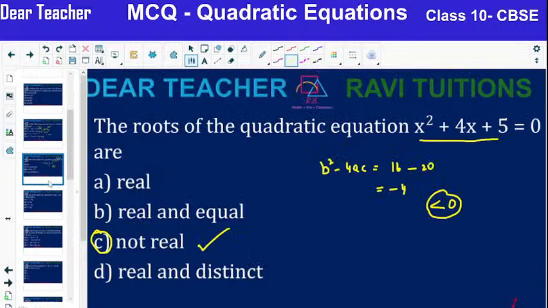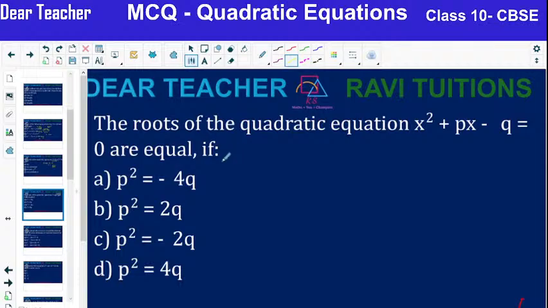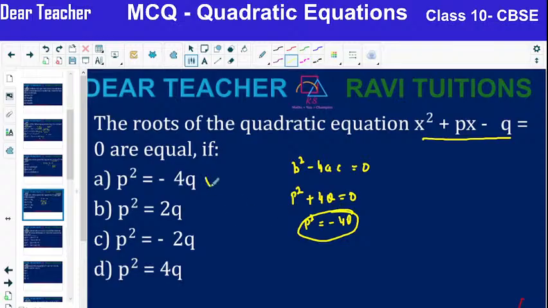Let us have the next question. The roots are equal. So given that they are equal, that means b square minus 4ac is equal to 0. If you put this condition in this equation, let us see what will come. b is p, so it is p square minus 4 into ac. a is equal to 1, c is equal to minus q. So it will become plus 4q is equal to 0. So then p square is equal to minus 4q. So the first answer is correct.